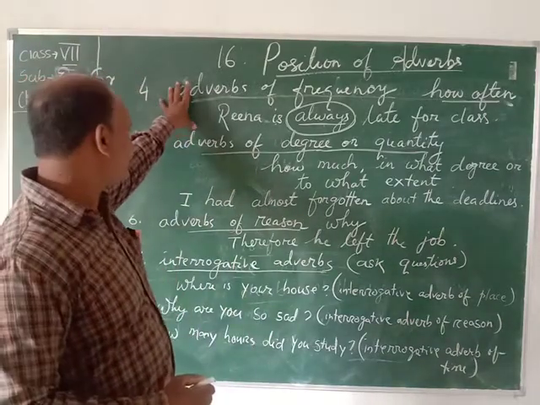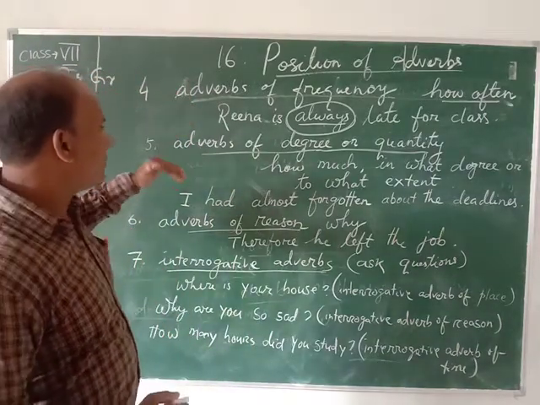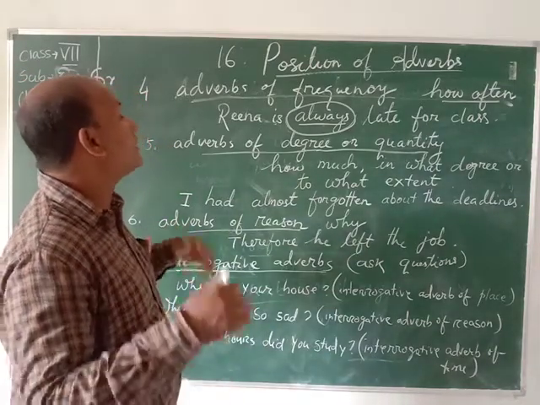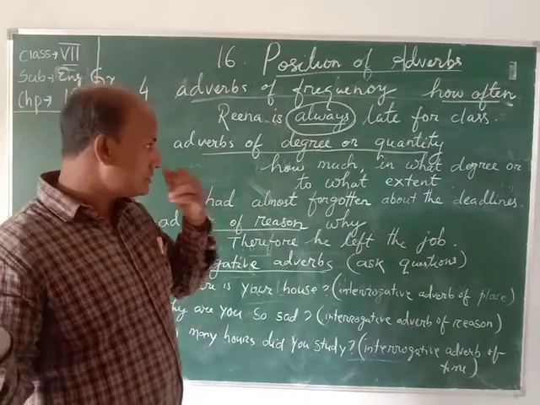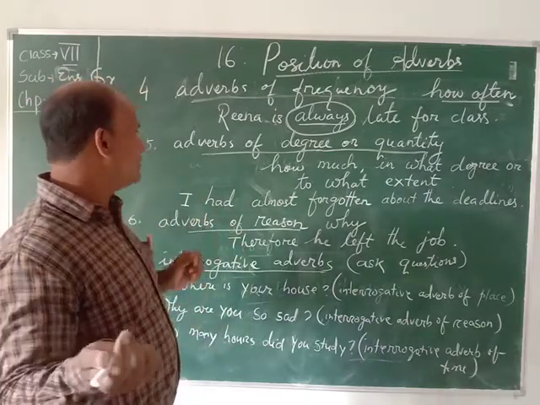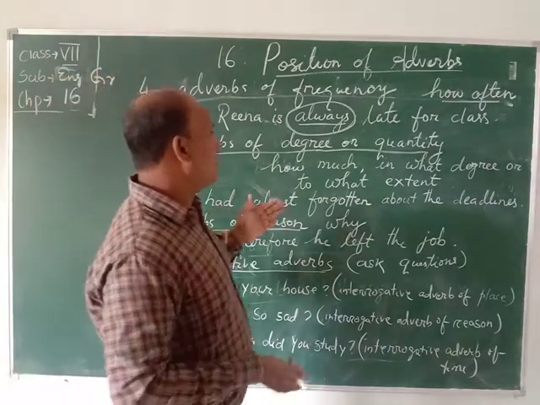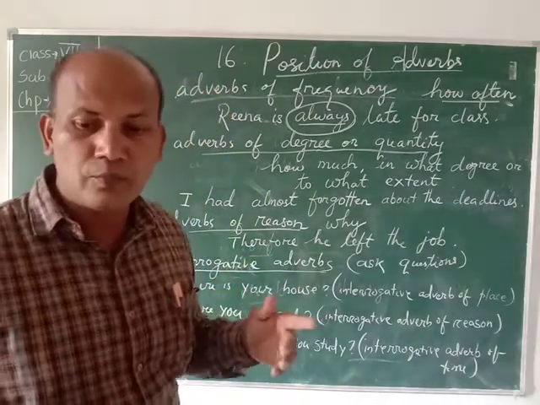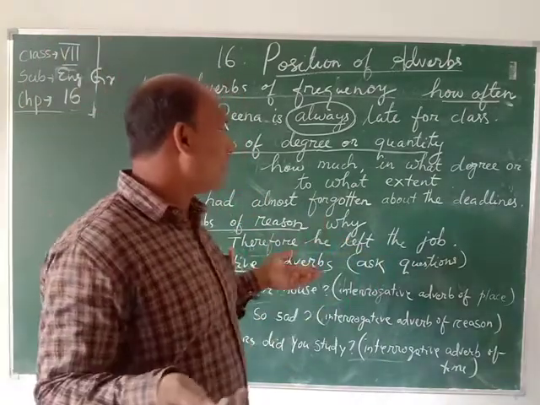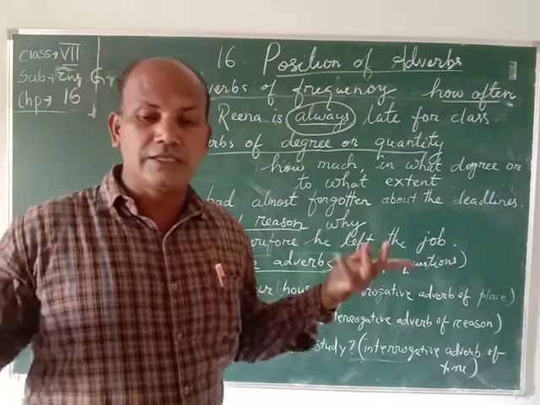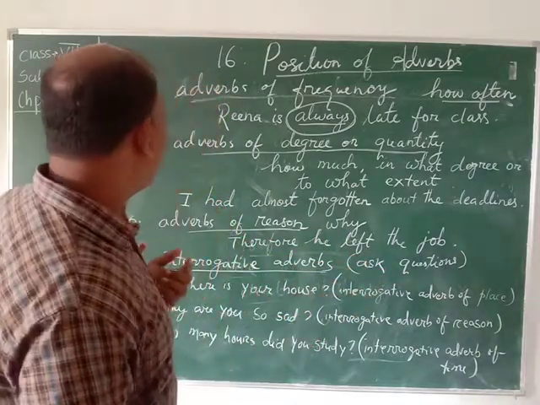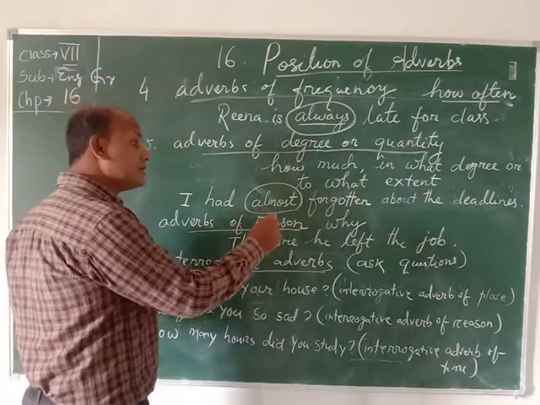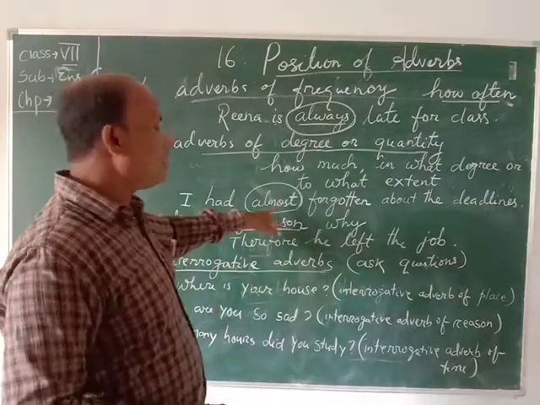Is it clear? Next one we will discuss is adverbs of degree or quantity. Degree or quantity. How much. Quantity means how much. Yes. Let's see how much, in what degree or to what extent. How much. Yes. In what degree or what extent. How much more is it. Just like the example, I have almost forgotten about the deadlines. I had almost forgotten.